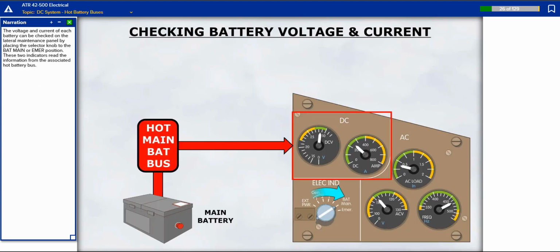The voltage and current of each battery can be checked on the lateral maintenance panel by placing the selector knob to the battery main or emergency position. These two indicators read the information from the associated hot battery bus.